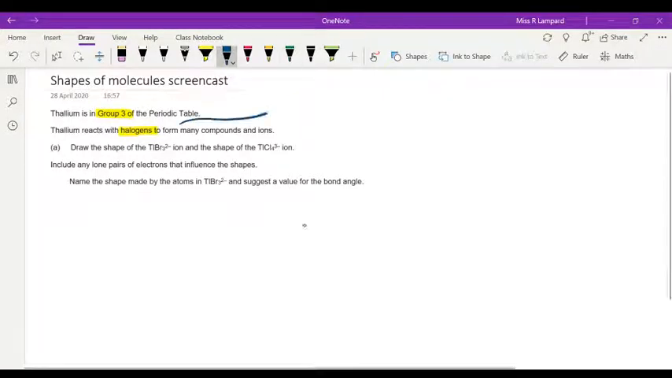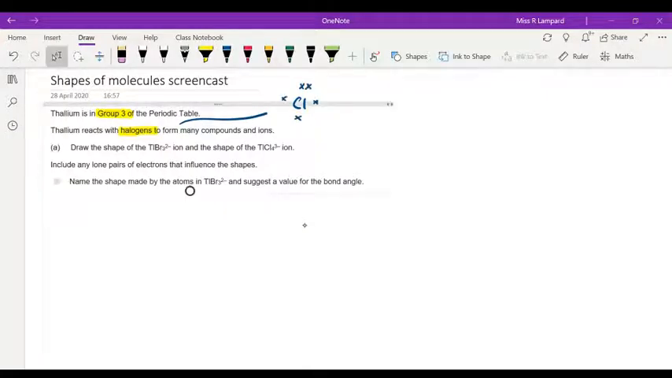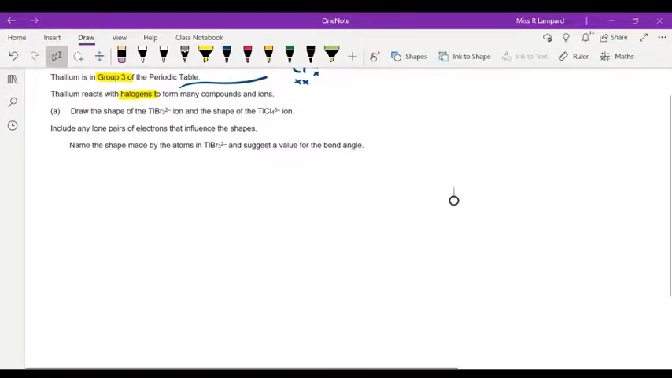Now, my thought process at this point would be, okay, well, we know that we're dealing with the halogens, and the halogens, for example, chlorine, we know have 7 valence electrons, so they only need 1 electron in order to form a covalent bond. Now, we've not come across perhaps these particular ions before, but that's okay. The question asks you to draw the shape of this ion here, and this one as well. Include any lone pairs of electrons that influence the shapes.